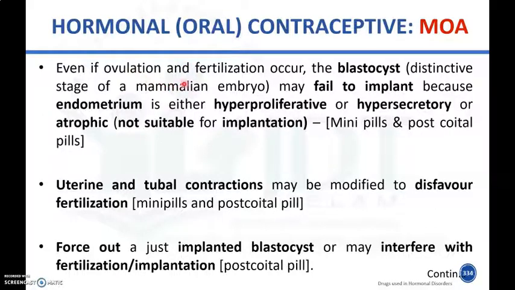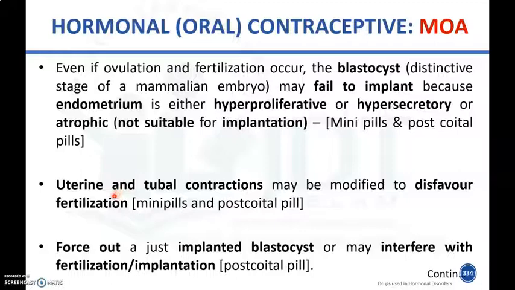Now, even if ovulation and fertilization occur, if we are using mini pills or post-coital pills at that stage, the blastocyst, which is the distinctive stage of the mammalian embryo, may fail to implant because the endometrium is either hyperproliferative, hypersecretory, or atrophic. All these three states are not suitable for the implantation of the already fertilized blastocyst. So that is another mechanism in the case of mini pills and postcoital pills.